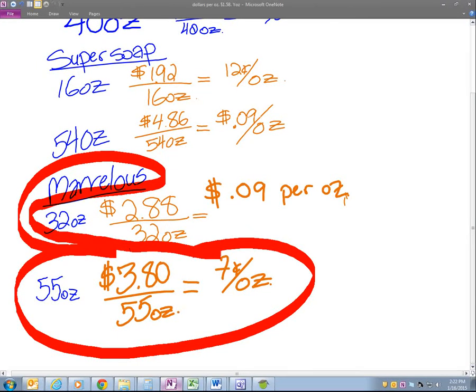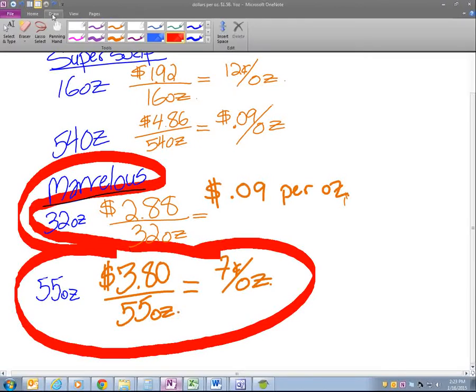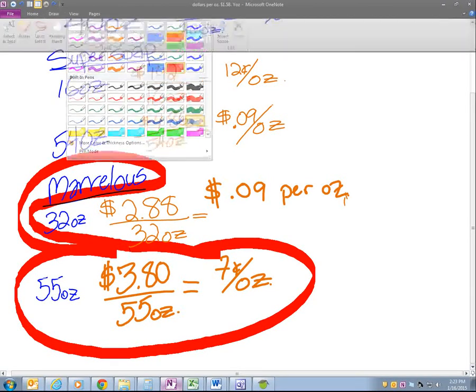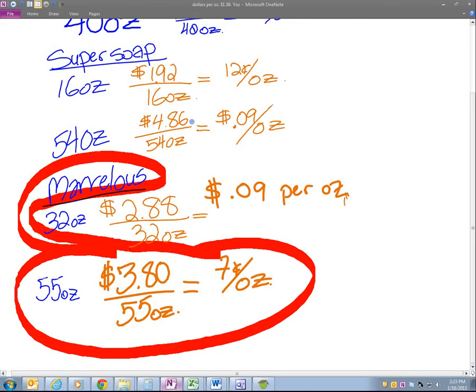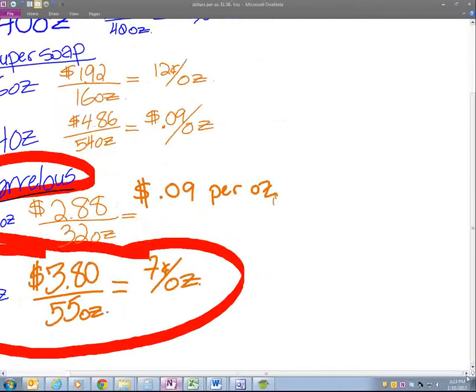7 cents an ounce. Now, I normally acted this out, but I'll write it out so YouTube can see it. So we have 2 things. We have 7 cents an ounce. Here. So we have 2 things. We have Marvelous at 7 cents an ounce compared to the most expensive, which is 12 cents an ounce.